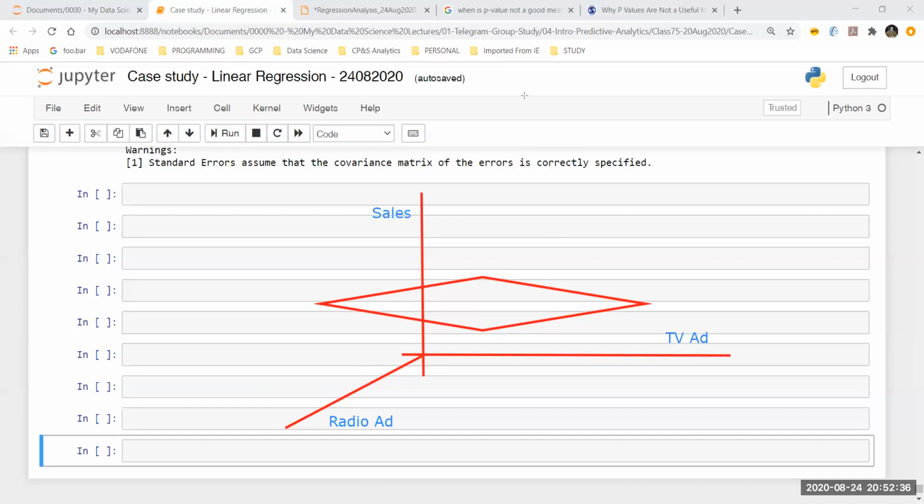And this 3D plane is helping me, or maybe I can change the color. In that case, that will be better. Yeah. So this is the plane which is giving me the regression, or the relationship, between these variables: my radio ad, my TV ad, along with my sales.